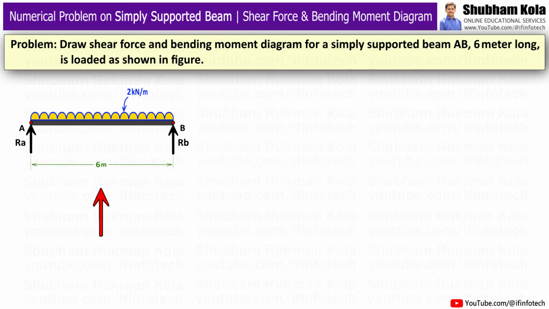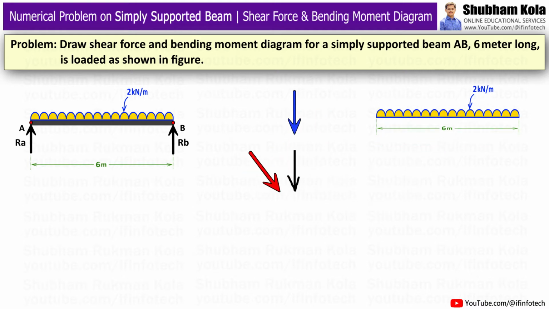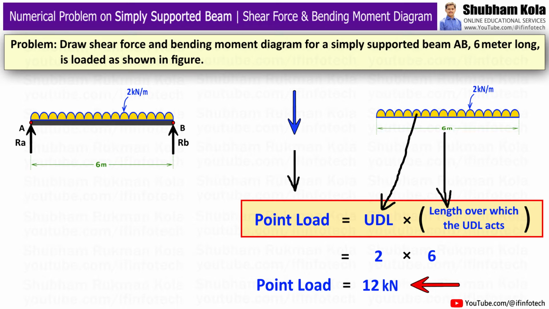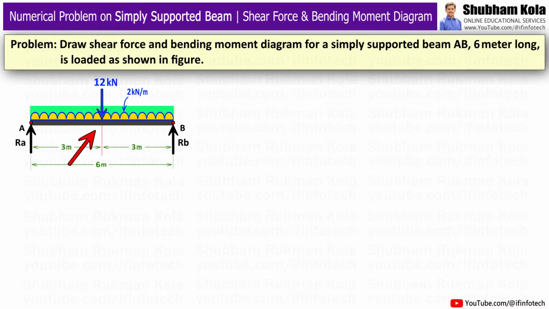So for solving this numerical problem, first we have to convert this uniformly distributed load into point load. To convert this, I will multiply this UDL value with the length over which this UDL acts. So the point load equals UDL of 2 kN per meter multiplied by distance AB, that is 6 meter. So here I will get the converted point load of 12 kN. Now this converted point load is acting on the midpoint of the length over which this UDL acts.